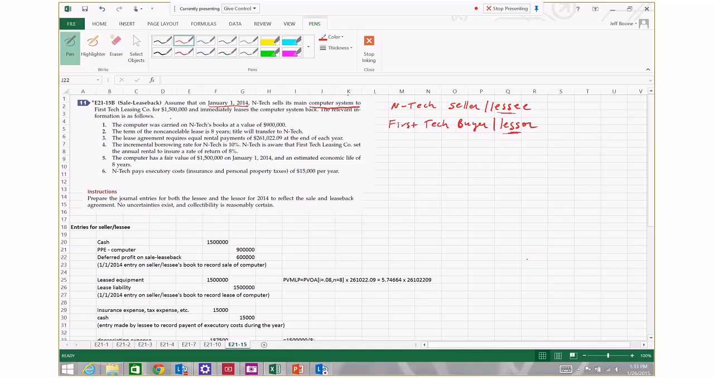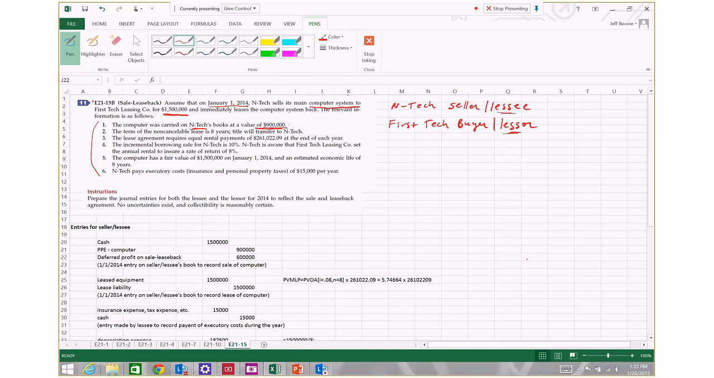Now, the agreed upon sales price is $1.5 million, and then there's some additional information down here. First off, the computer was carried in Intech's books, Intech, again, is the seller/lessee, at a carrying amount of $900,000. So we know that Intech, since they sold it at $1.5 million, has enjoyed a gain of $600,000 on the sale, because they sold the property at $600,000 more than it was carried at in their accounting records.